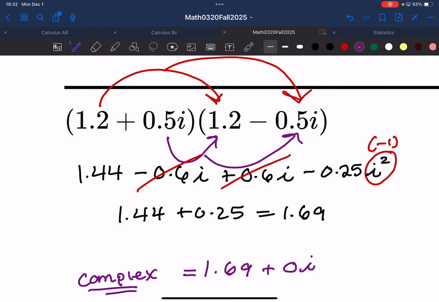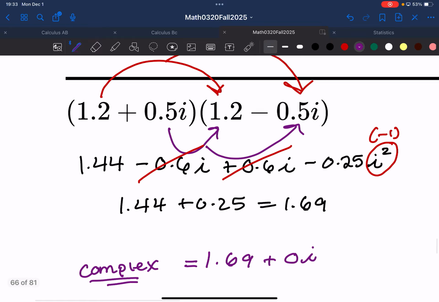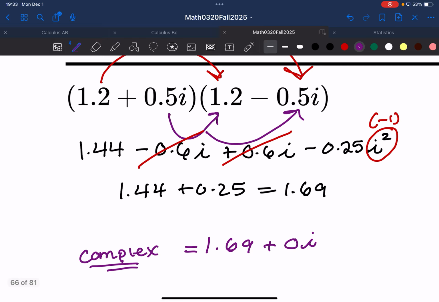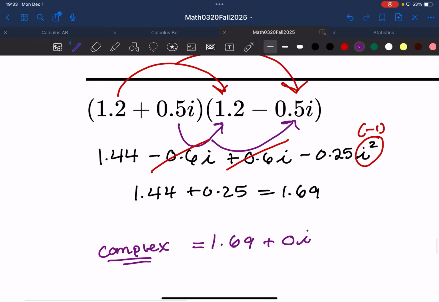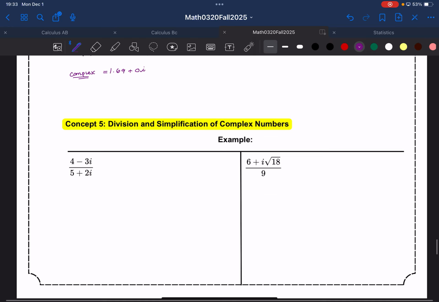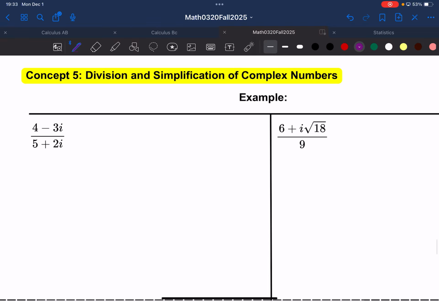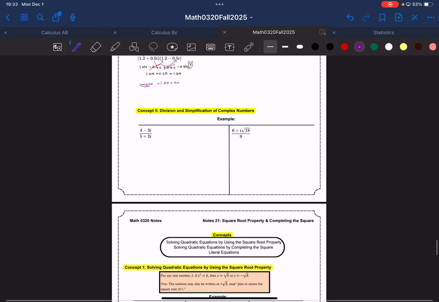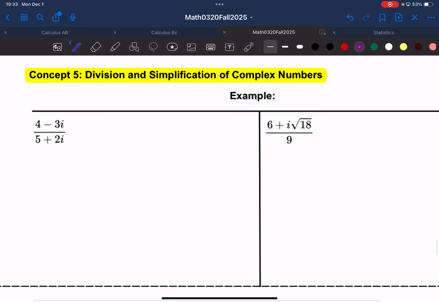In case Alex is like, well, I don't like 1.69, show me complex, right? Well, you just do plus 0i. Alex is picky. Very picky. Okay, we're almost done. Any questions? Okay, last topic. And there's only 2 questions. See, I can do it in 4 minutes.